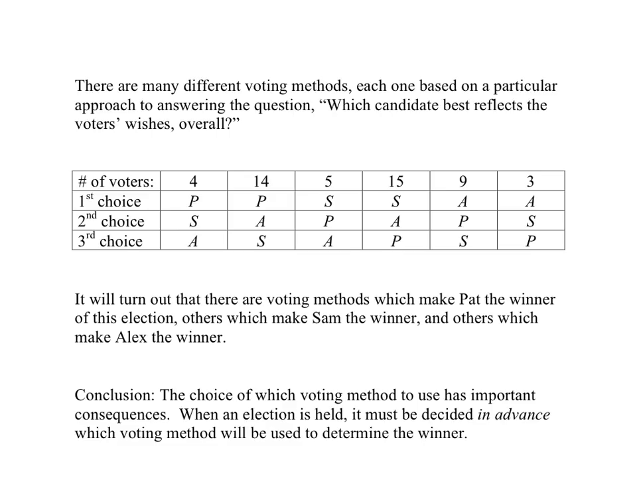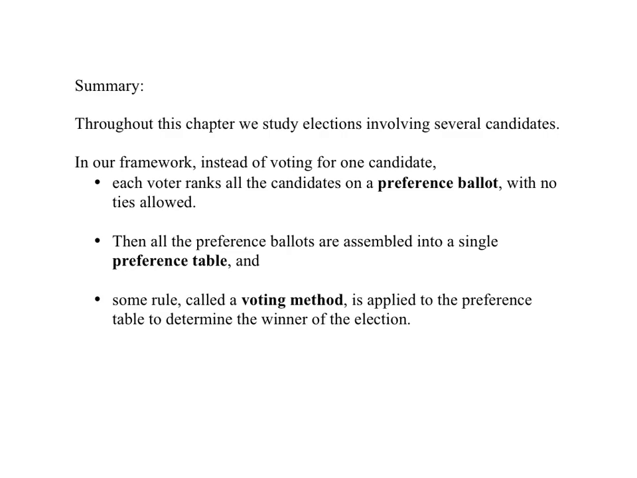Now, there are voting methods that will crunch all of this information and conclude that Pat is the winner. There are different voting methods that will crunch all the information in this preference table and conclude that Sam is the winner. There are still other voting methods that crunch all the information in the table and conclude that Alex is the winner. So what does this tell us? What's the conclusion? The conclusion is that choosing which voting method to use has consequences. When you hold an election, you have to decide in advance which voting method you're going to use, because using different methods might result in different candidates winning.